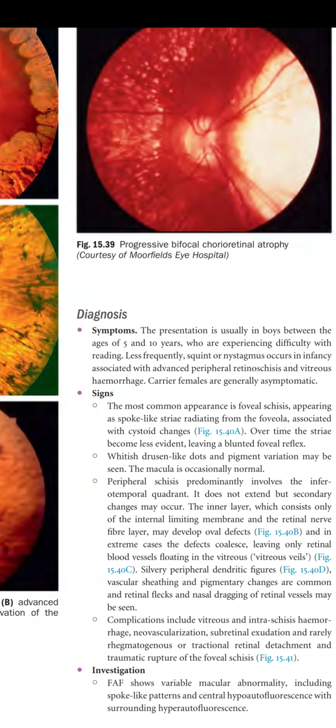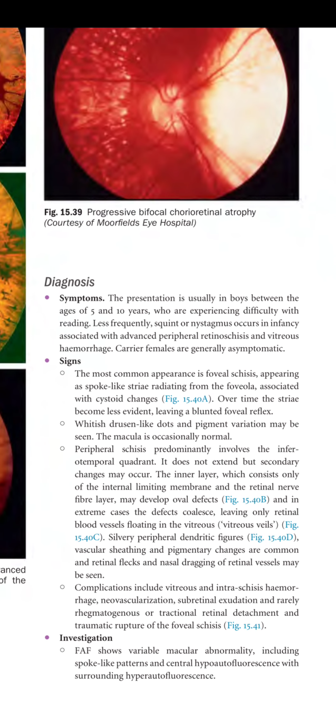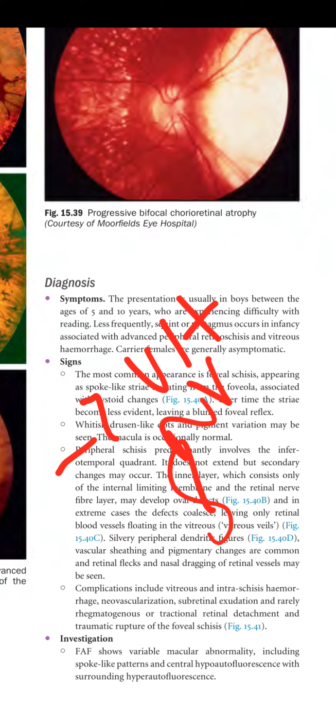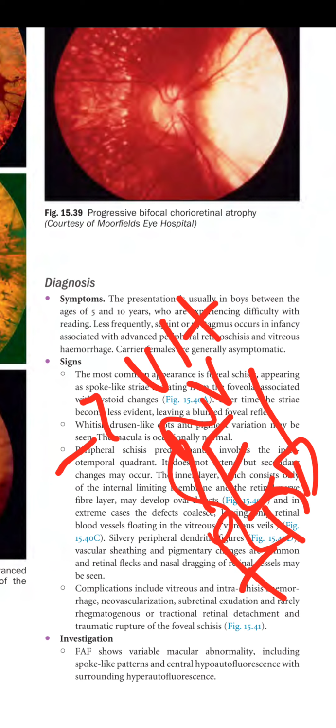Silvery peripheral dendritic figures, vascular sheathing and pigmentary changes are common, and retinal folds and nasal dragging of the retinal vessels may be seen. Complications include vitreous and intracystic hemorrhage, neovascularization, subretinal exudation, and rarely rhegmatogenous or tractional retinal detachment and traumatic rupture of the foveal schisis. So the complications are vitreous hemorrhage, neovascularization, subretinal exudation, rhegmatogenous retinal detachment, tractional retinal detachment, and traumatic rupture of the foveal schisis.